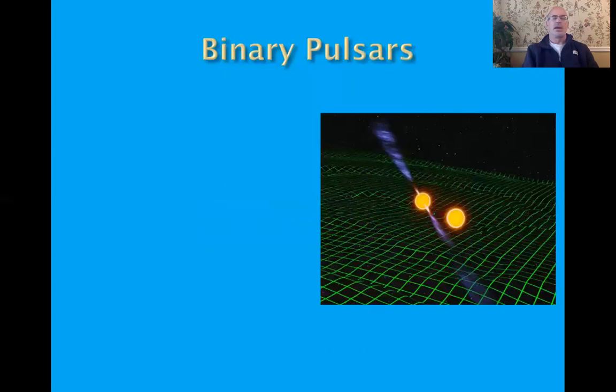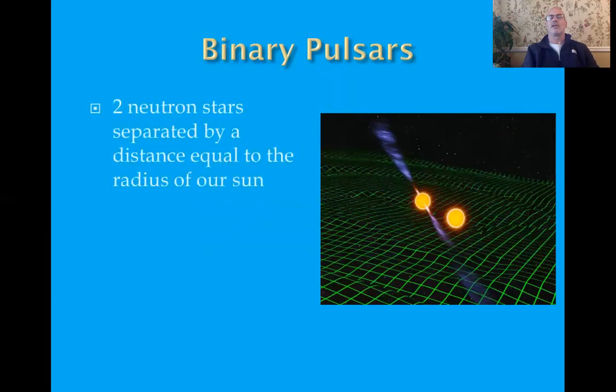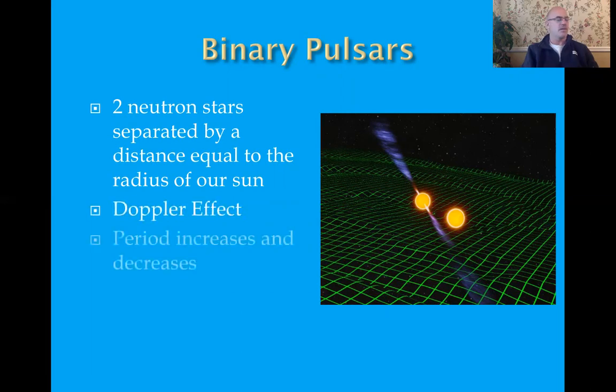Anyway, so what did Russell Hulse discover? Well, he discovered something called a binary pulsar. And basically, two neutron stars separated by a distance equal to approximately the radius of our sun. So this is a very, very small distance. Okay, and due to the Doppler effect, the period increases and decreases.